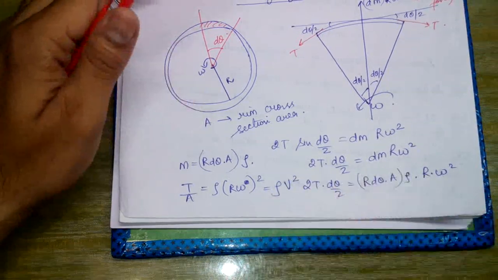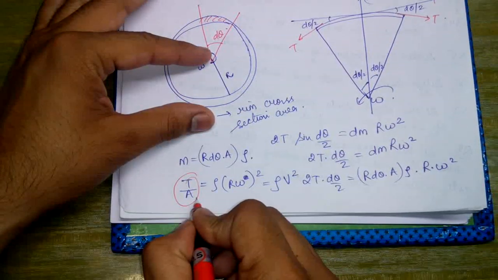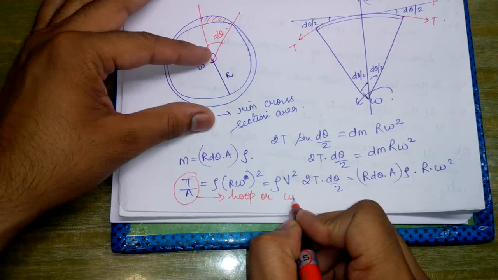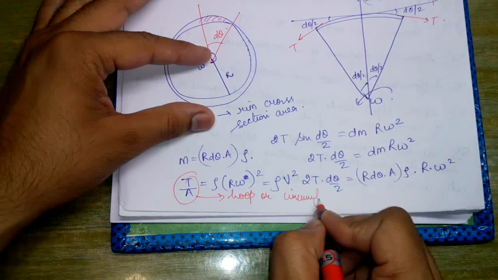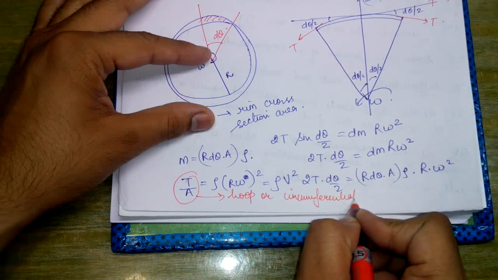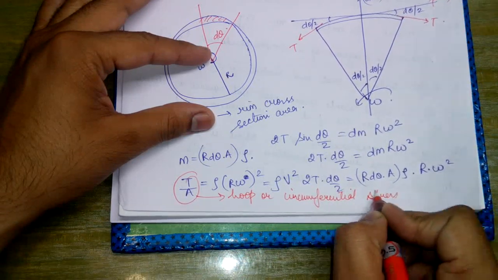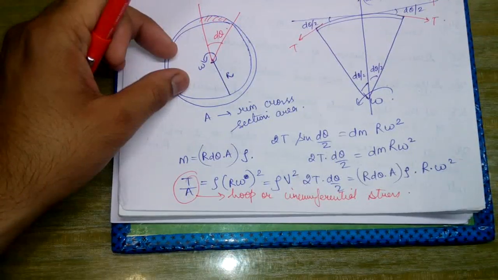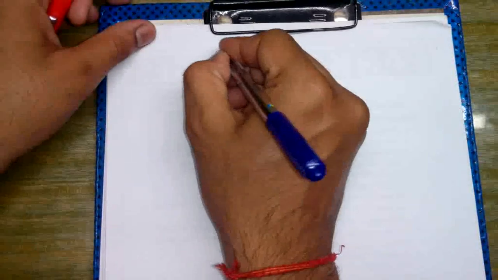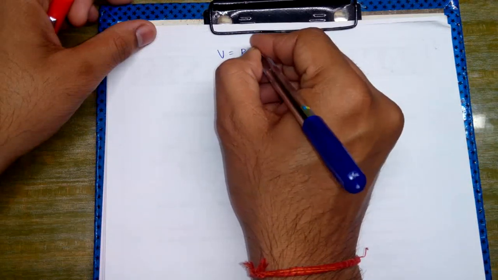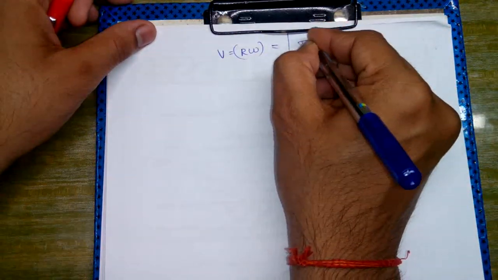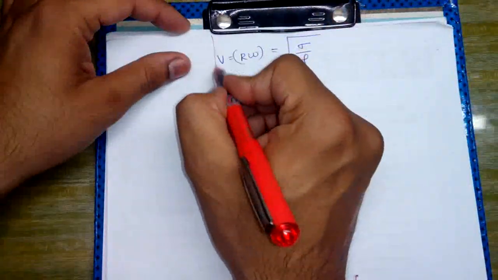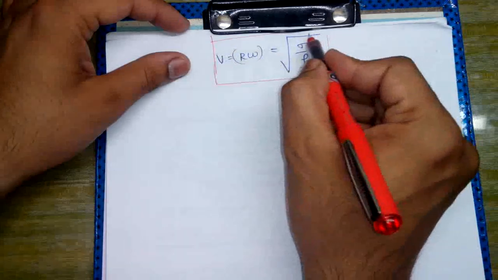So this T by A is nothing but the hoop or circumferential stress, hoop or circumferential stress. And now we will find out the value of v. So v is equal to r omega, or it is equal to under root sigma by rho. This is a very important formula, and many questions have been asked directly based on this formula.